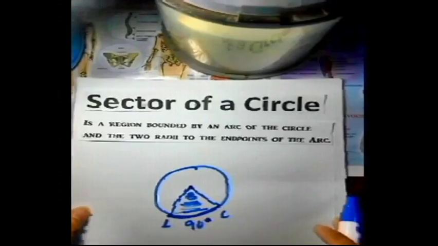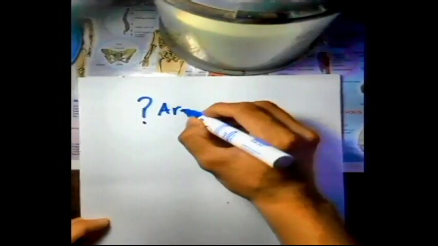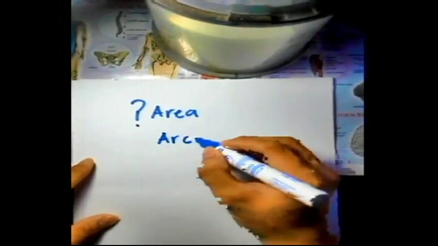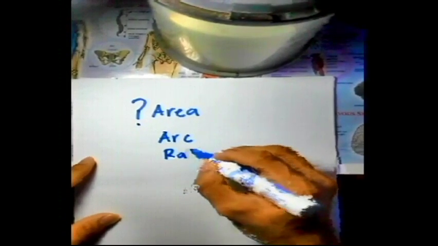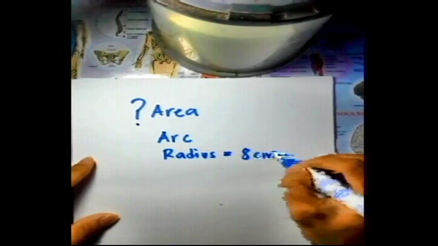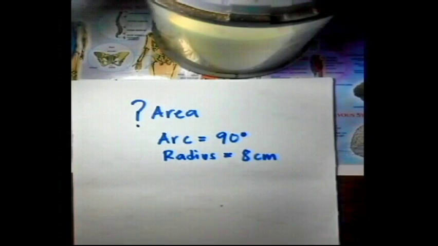So now that we've got that, we need to know the area of our sector. We have three steps to determine our area. Firstly, we need to get all of the measures of our sector: our arc, which is 90 degrees, and our radius, which is 8 centimeters. We'll put that over here. So now we continue with our first step, which is of course to determine the ratio first.